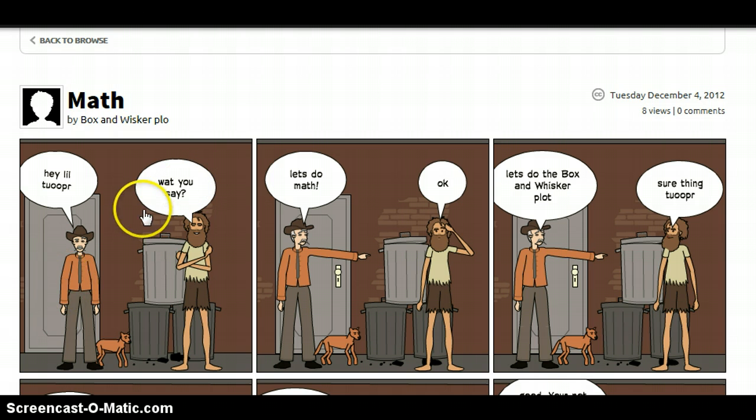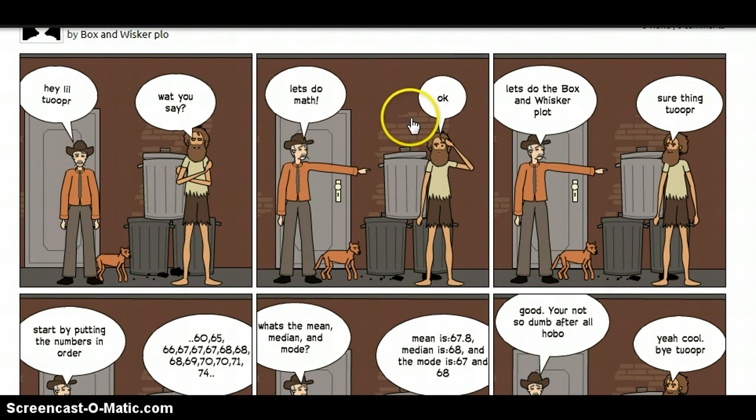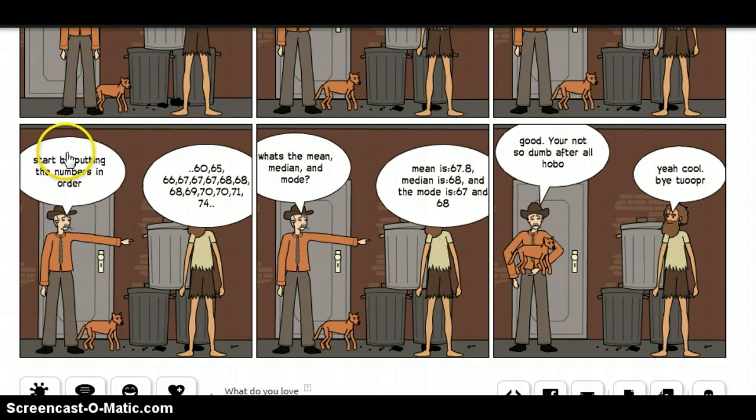This is a thing that Jacob made. Hey, little Tooper, what you say? Let's do math. Okay. Let's do the box and whisker plot. Sure thing, Tooper. Start by putting the numbers in order. 60, 65, 66, 67, 67, 67, 68, 68, 68, 69, 70, 70, 71, 74. What's the mean, median, and mode? Mean is 67.8, median is 68, and the mode is 67 and 68. Good, you're not so dumb after all, Hobo. Yeah, cool, bye, Tooper.